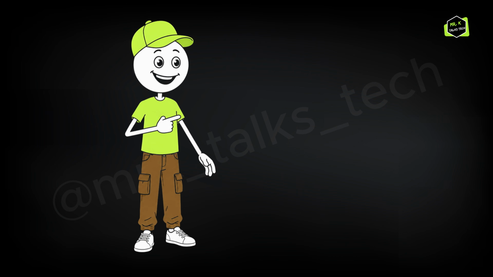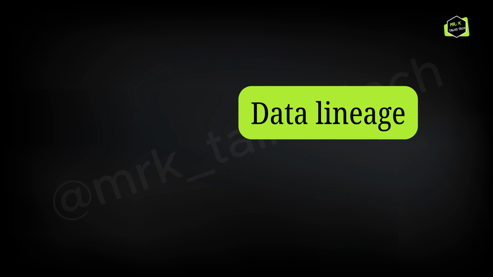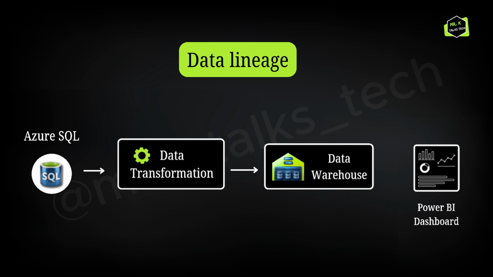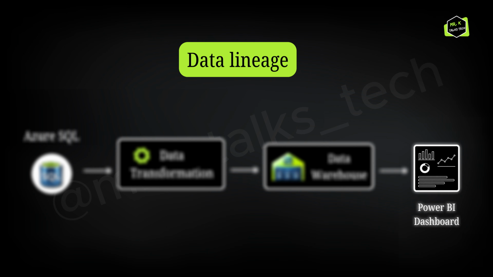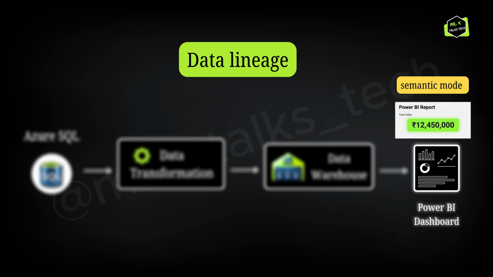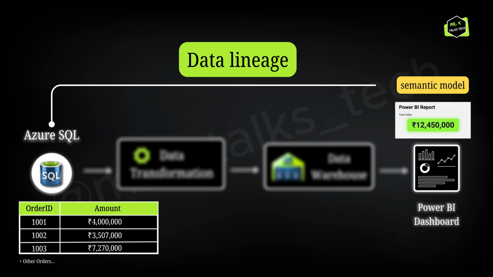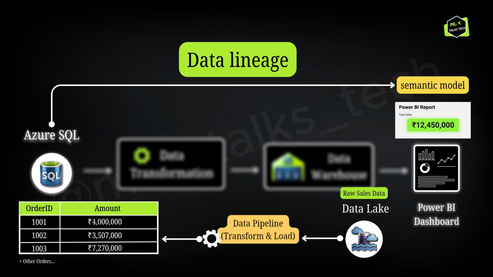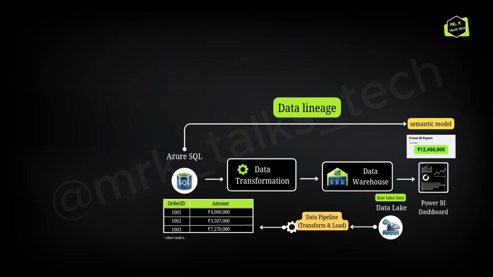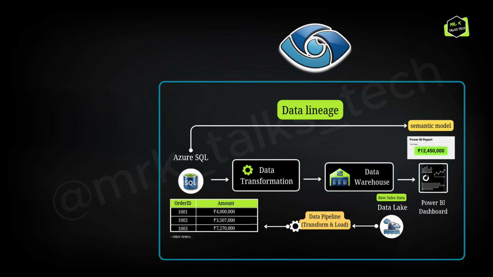Another important capability is data lineage. Data lineage shows how data moves from one system to another. Imagine a number displayed in a Power BI report. That number may come from a semantic model. The semantic model may read from an Azure SQL table. That table may have been populated by a data pipeline using information from a data lake. For supported systems, Purview can show that full chain visually.